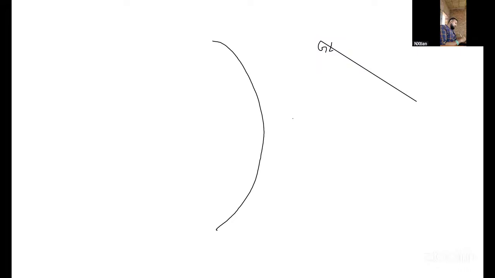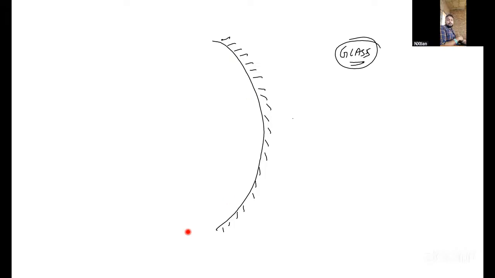I'll go with convex. Okay, it's not concave, it's not convex, it's a glass. Can you see any polish? It's a simple glass. We know that in a mirror, one side is polished and the other side becomes the reflecting surface. Because there is no polish, it means that it's a glass. If I do the polish like this, the polish is outside and the reflecting surface is inside.